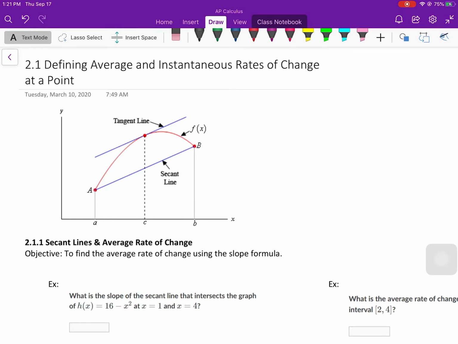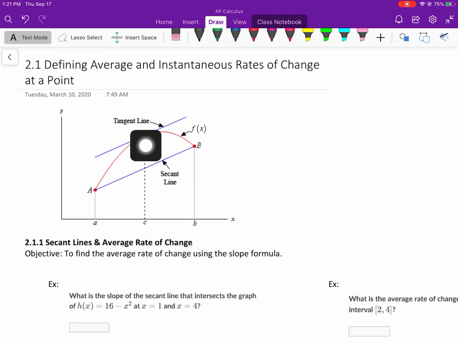One of the biggest topics, if not the biggest topic in calculus, is the instantaneous rate of change, which we're going to call a derivative later. And the instantaneous rate of change is what you see here, this tangent line. So if you have a curve, the slope is always changing, and we can find the change at that particular point by using the tangent line, or by finding the derivative of that instantaneous rate of change, which would end up giving you the slope of the tangent line.